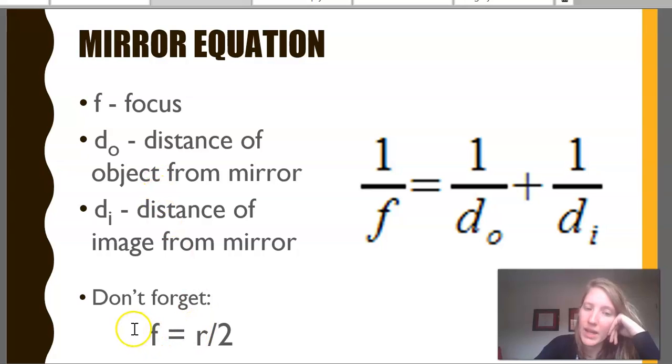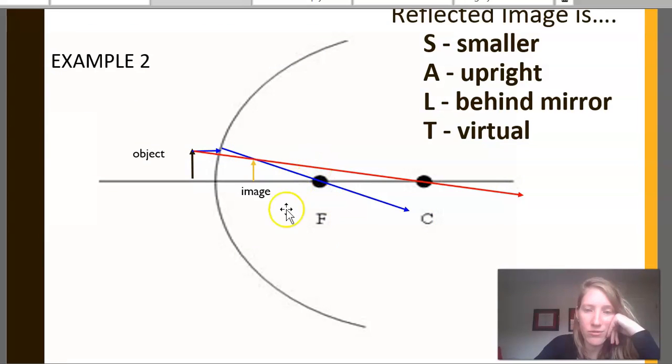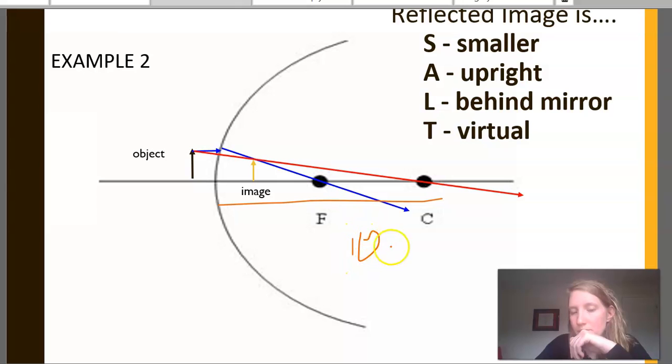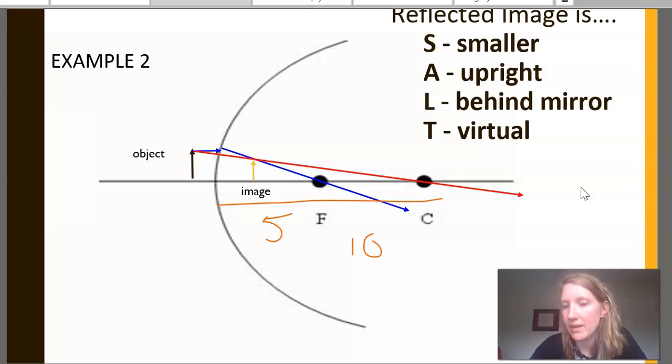Okay? And also, don't forget that your focal point is half of the radius. So, looking here, focal point is half of the radius. So, if our radius from the mirror to C is 10 centimeters, oh gosh, erase that, need to get better at this, is 10 centimeters, then your focal length would be what? It would be 5 centimeters, okay?